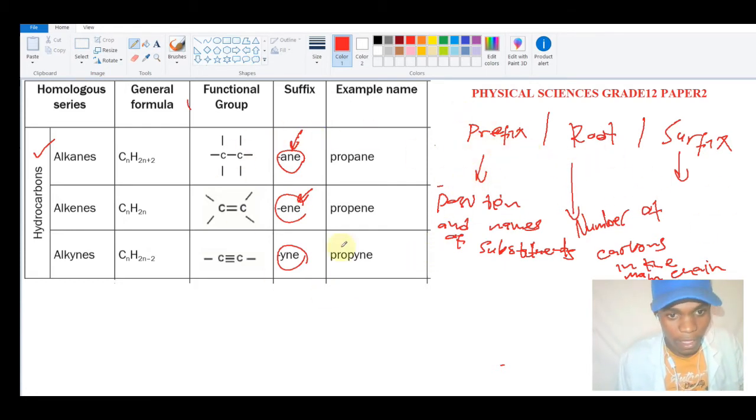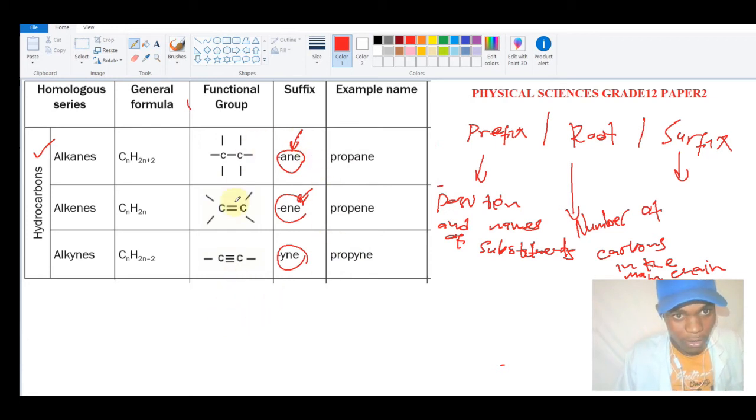With this information in our mind, we can try and name some compounds. When I defined my prefix, I said it tells us the position and names of substituents. So you are wondering now, what is a substituent? I'll just show you in a minute.